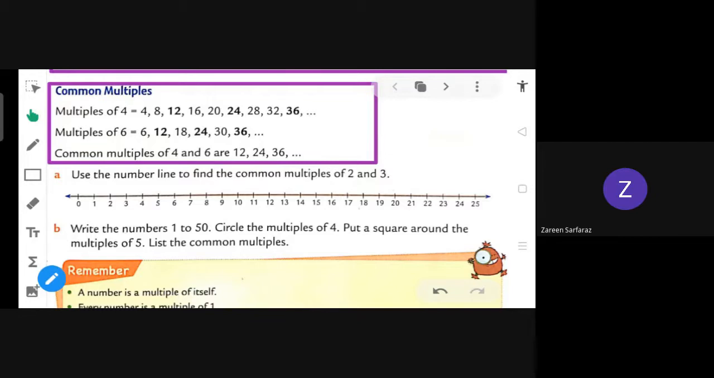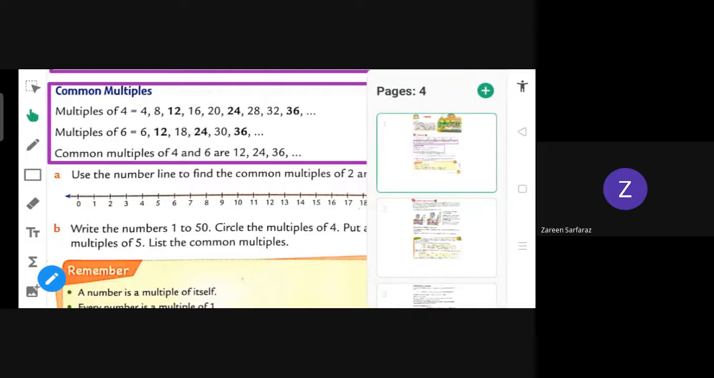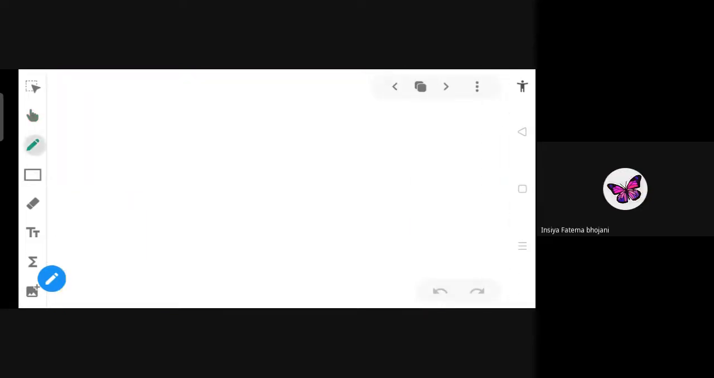So that is clear, I hope. Let me take a small test so that I can say this concept is clear. Then we will learn about common multiples. Are you ready for the test? Yes, ma'am.